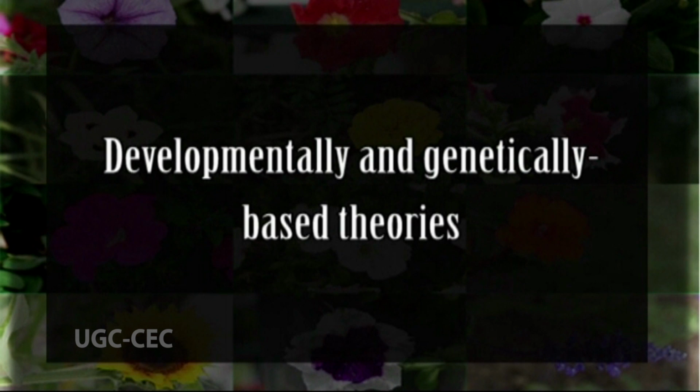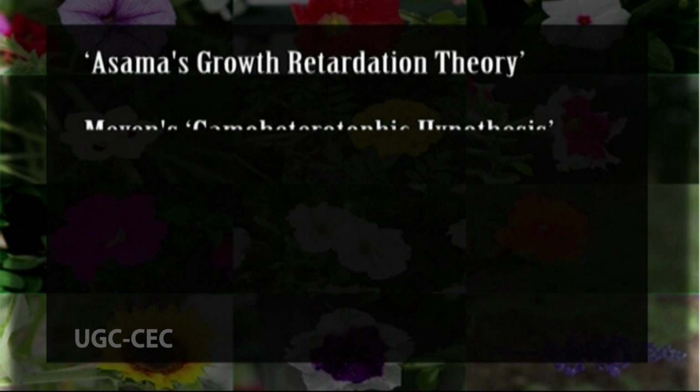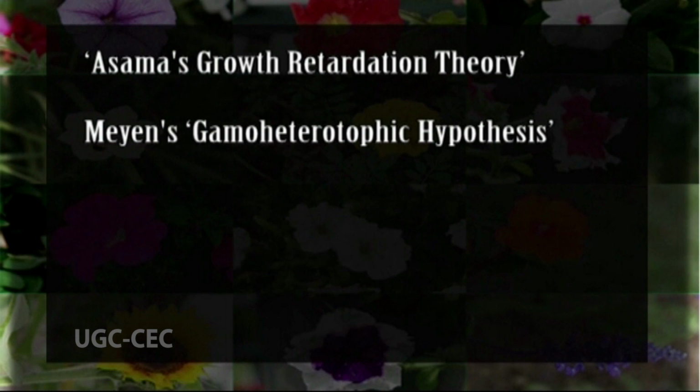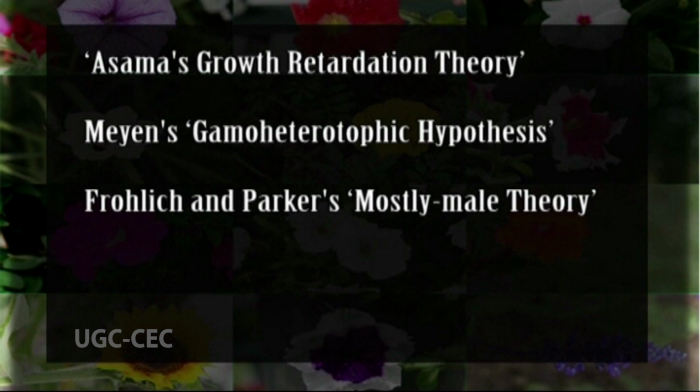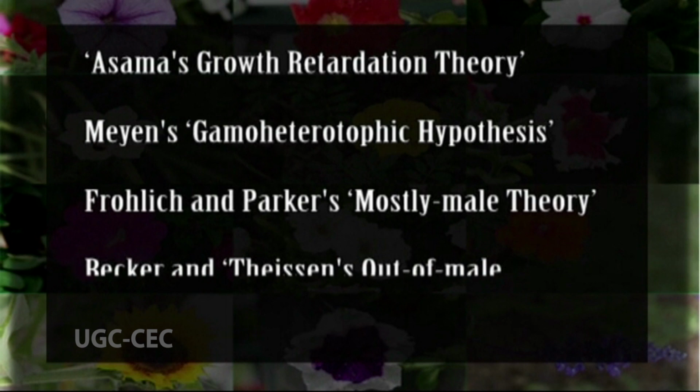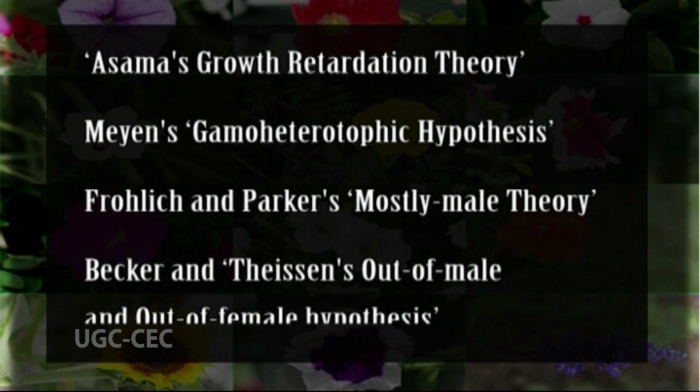Developmentally and genetically based theories. Ideas on the origin of angiosperms based on evidence from the study of ontogeny of seed plants include Asama's growth retardation theory, Mayer's gamoheterotrophic hypothesis, Frohlich and Parker's mostly male theory, and Becker and Theissen's out of male and out of female hypothesis. The out of male and out of female hypotheses are based on a floral homeotic protein quartet model and evolutionary development of pollen bearing and ovule organs of cone axis.